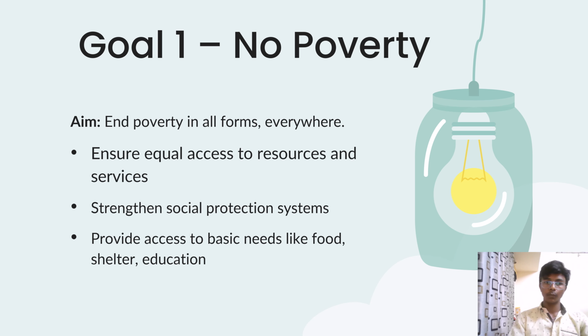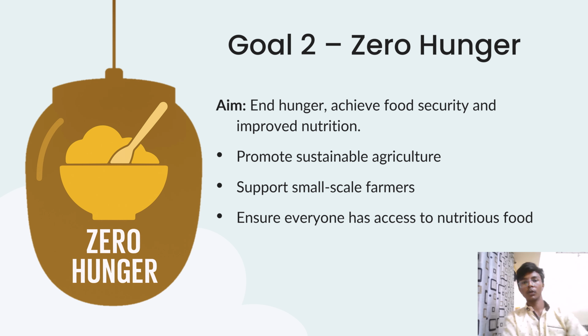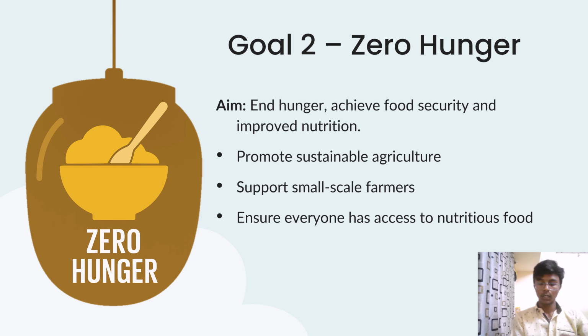Next we come to goal 2: zero hunger. The aim is to end hunger, achieve food security, and improve nutrition. We have to improve nutrition. Eating junk food like chips and kurkure, and roadside golgappa, is not good for health. It may cause bad health habits and even lung cancer. And one more thing, guys: smoking and drinking alcohol are injurious to health.